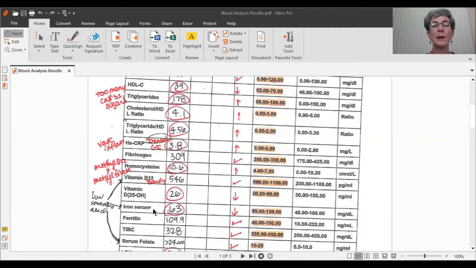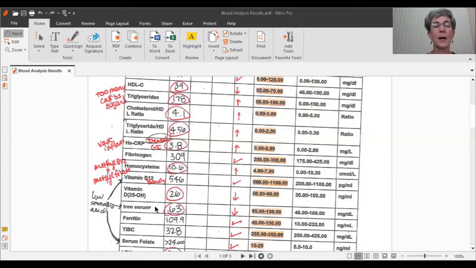If the iron is mildly low, it's typically because you're not absorbing it very well. And that means you're either not eating enough food that has good iron in it, meaning meats, like vegetarians have more of a problem, or you're low on stomach acid, so you're really not digesting that iron.